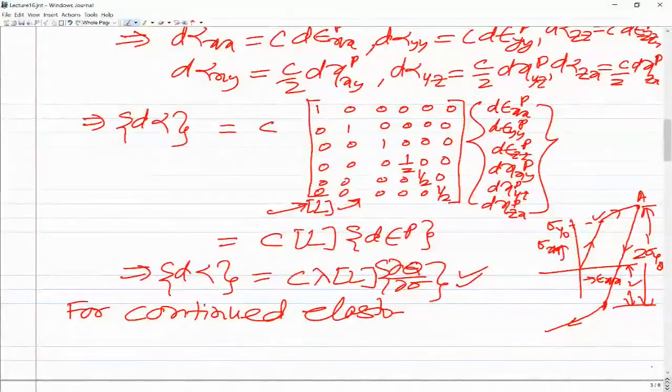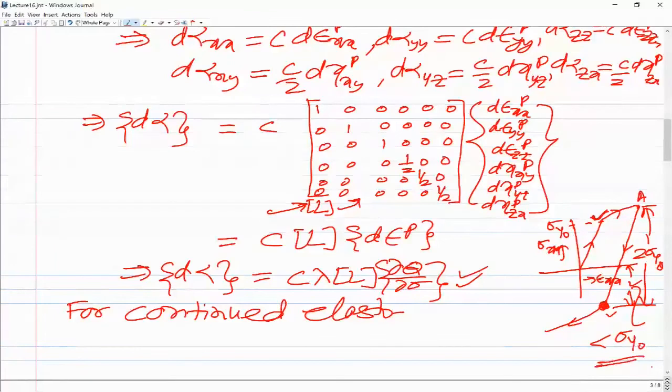So here the initial yielding is taking place at sigma y naught in tension, and in compression this yield point would be at a stress which is lower than sigma y naught. So this is going to be less than sigma y naught.